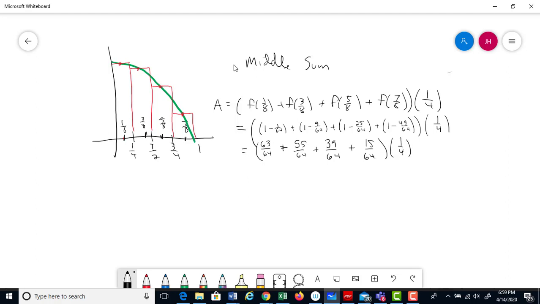So 63 plus 55 plus 39 plus 15 is going to be 172 over 64, multiplied by 4, so 172 all over 64 times 4, which is going to equal 256. So this is about, should be close to what we got before, yep, 0.671875. So, kind of what we expected, between the upper and the lower sum.